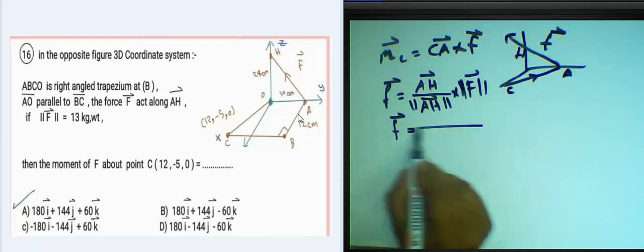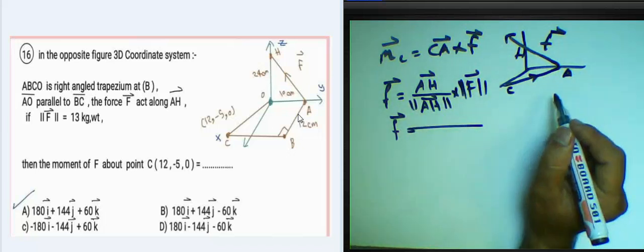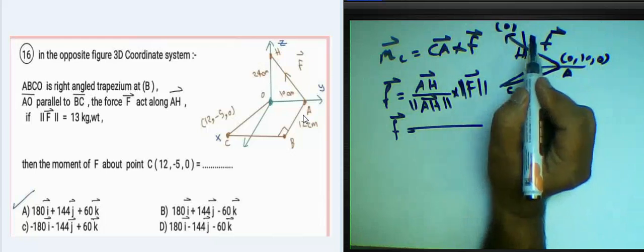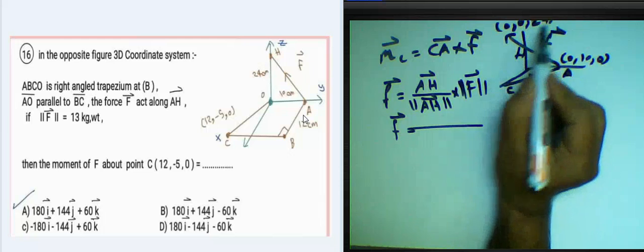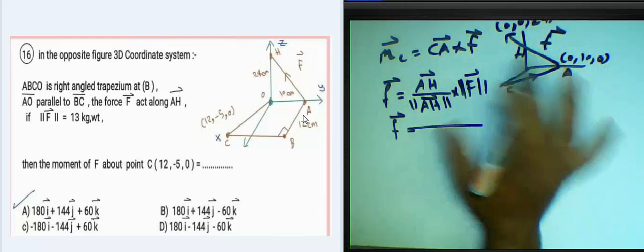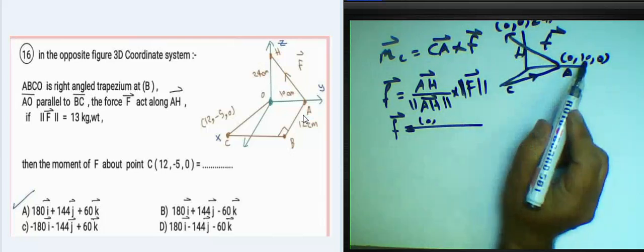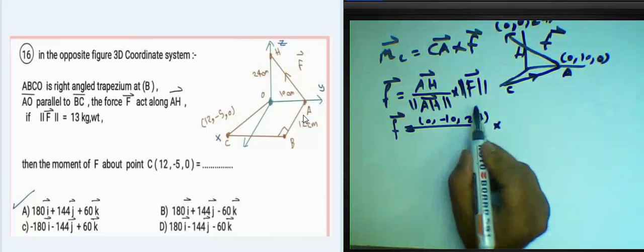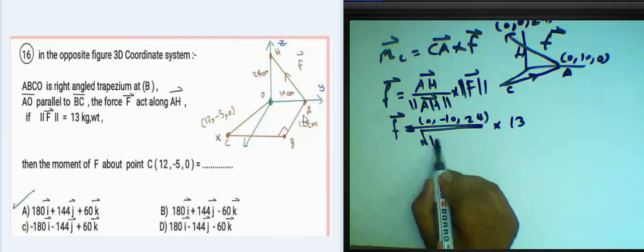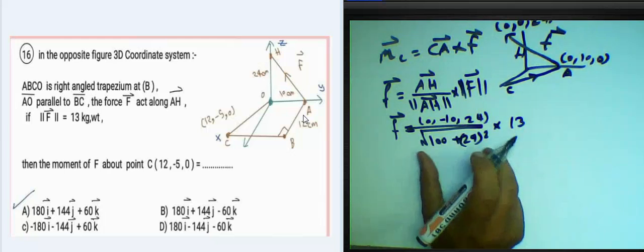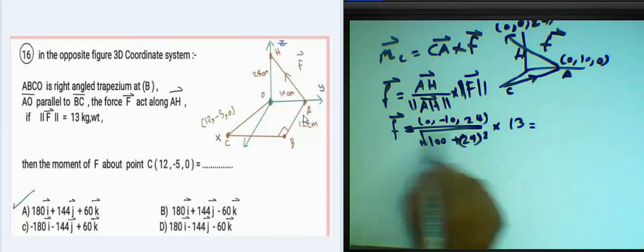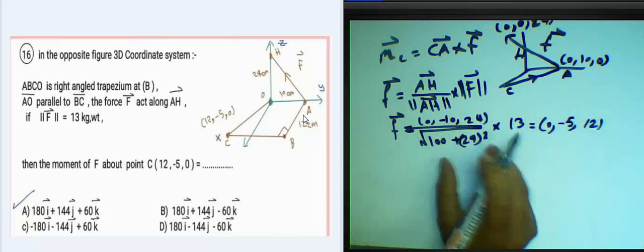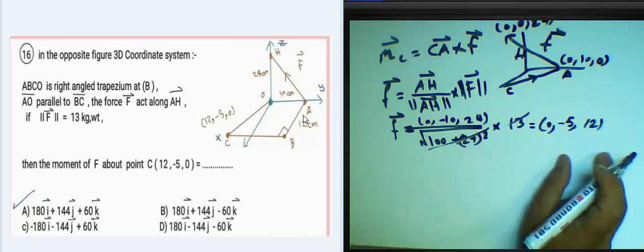Then EH equals H subtract E. Here point H equals (0, 10, 0), and point A equals (0, 0, 24). You can find the distance between them. AH equals H minus A: 0 minus 0 equals 0, 0 minus 10 equals negative 10, 24 minus 0 equals 24. Multiplying by the force magnitude gives 13 over the square root of 100 plus 24 squared. The square root equals 26, so 13 over 26 is half, times the vector EH (0, negative 10, 24), which equals 0, negative 5, and 12 after cancelling. The result is half times this force equals (0, negative 5, 12).